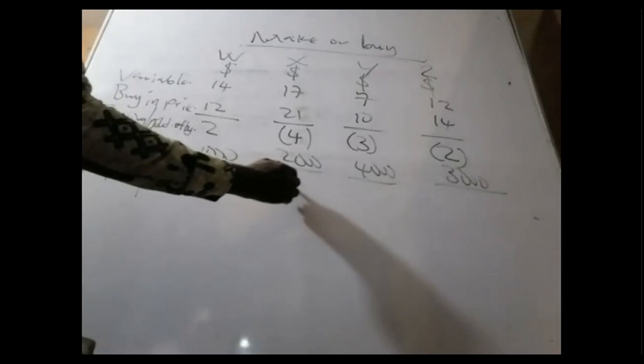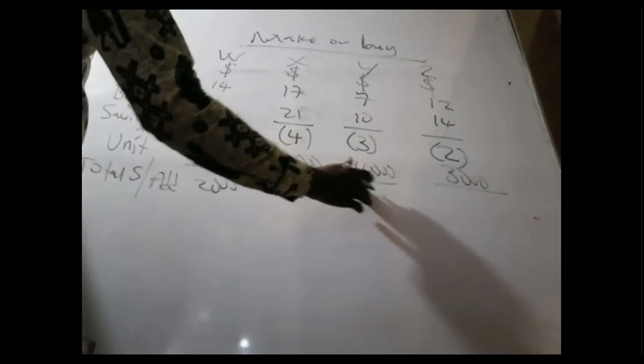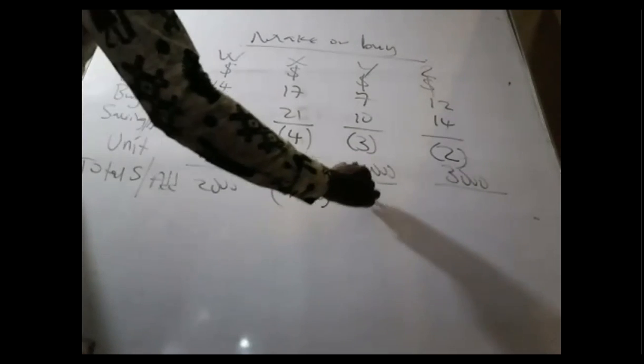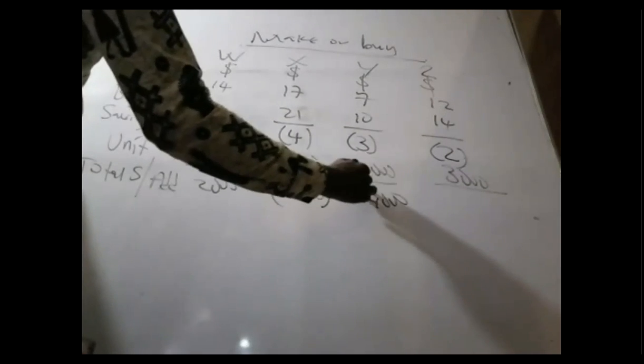So what's the total savings plus additional cost when you buy? This will be 2,000, right? And this will be minus 8,000. Agreed. Minus 8,000, right? And this will be minus 12,000. And this will be minus 6,000.